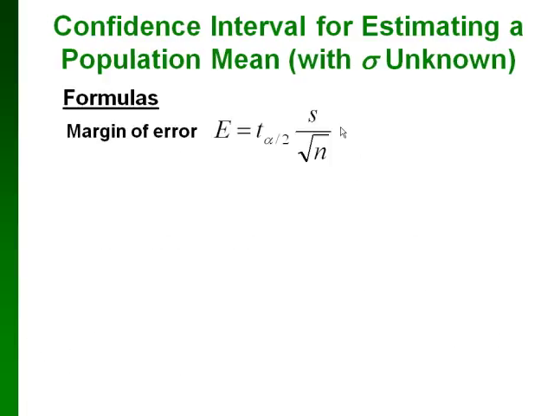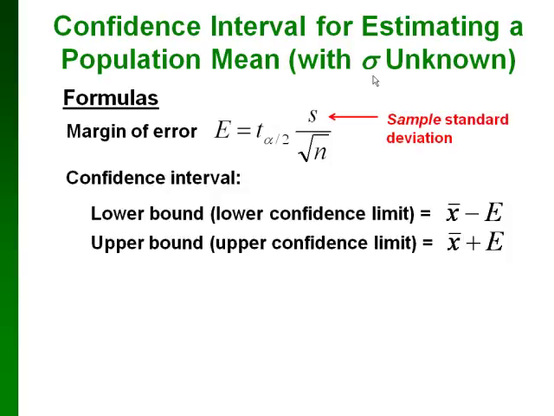Our margin of error is going to be our critical value times the sample standard deviation, s, over the square root of the sample size. So again, notice right here, s stands for the sample standard deviation. We find our upper and lower confidence limits the same way. We take the sample mean minus the margin of error and plus the margin of error.